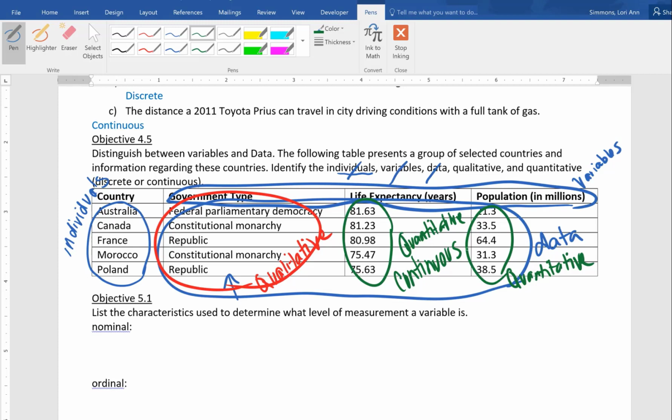And then quantitative. This is population. So this is kind of what I was talking about before. You may see a decimal here, but this is actually millions. So for Canada, that's 33,500,000 people. People you can count. You have one person, you have two people. So this is going to be discrete.